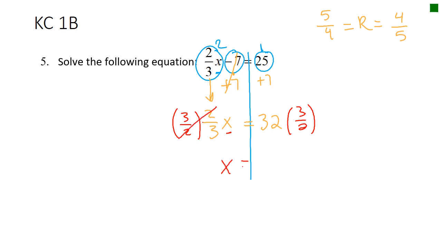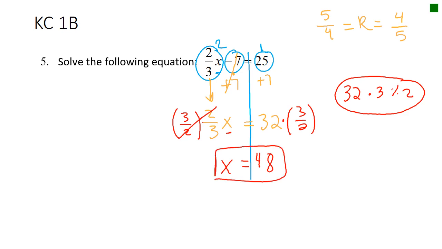So now I have x equals, all you have to do is put it in your calculator, 32 times 3 over 2. How do you do that? You put 32 times 3 divided by 2, okay? That's how you put it in your calculator. Do not put 32 times 3 equals and then divide by 2. You have to put it all together in the calculator, okay? And that should give you 48. So x equals 48.